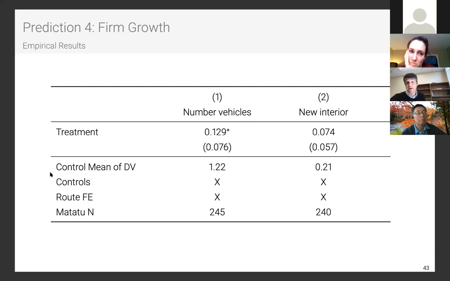Okay, and then finally, we can look at extensive margin things, which we capture at endline. We have some evidence that this treatment did in fact allow treatment owners to expand more quickly than control owners. Everyone in our study started with one bus. But by the end of the study, we have treatment owners increasing their fleet size by more than control owners, about an 11% increase in the fleet size relative to control.